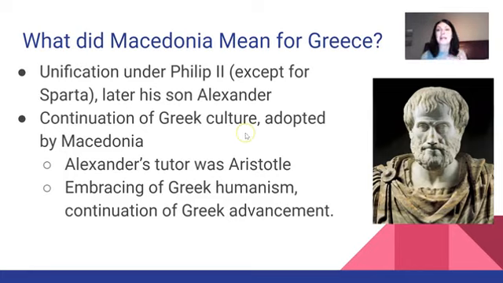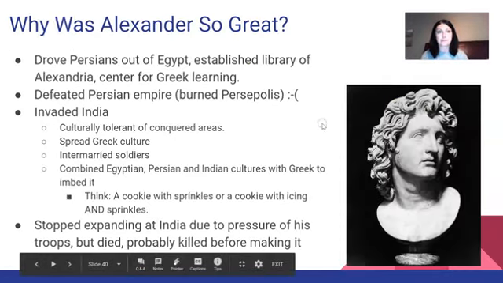So even though Alexander wasn't technically Greek, he's Macedonian, as he continues to conquer and spread out to other areas, he takes those Greek ideas with him. And as those Greek ideas and culture go with him, so do the art and architecture. So we're going to see that Greek influence spread out and expand long after Alexander is gone.